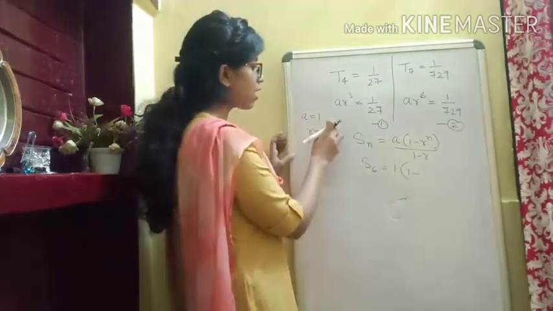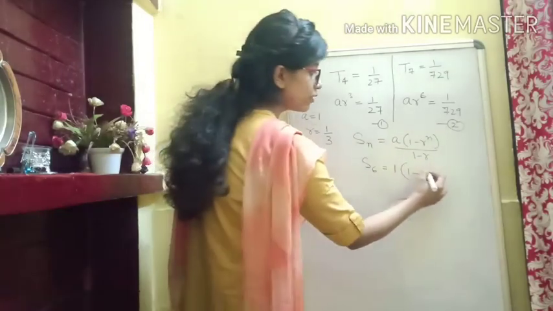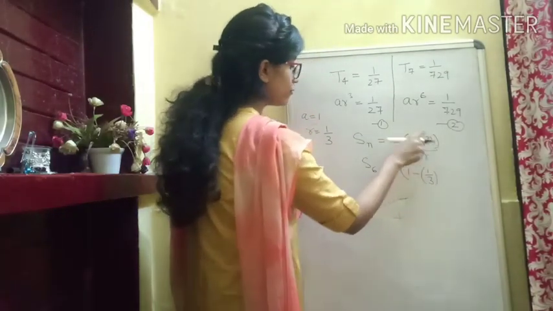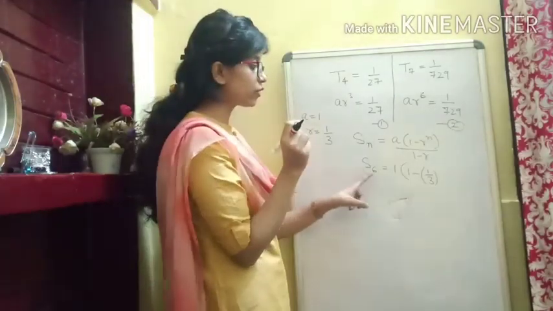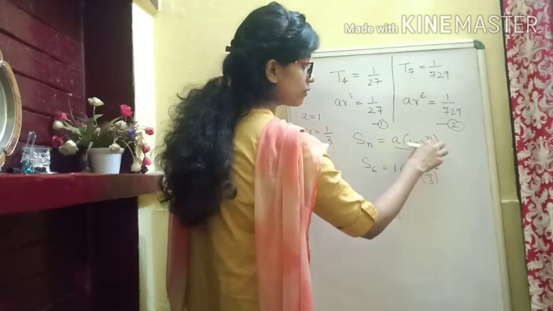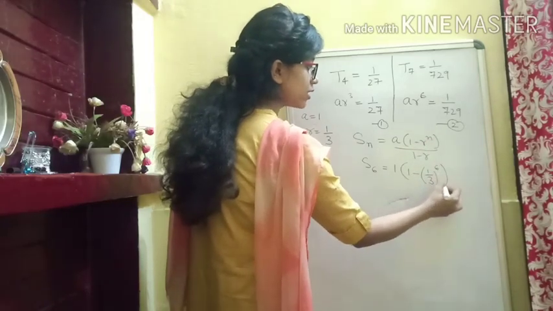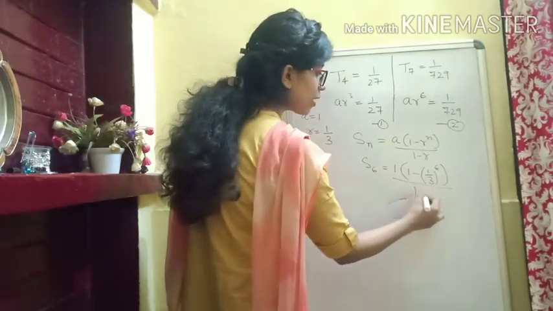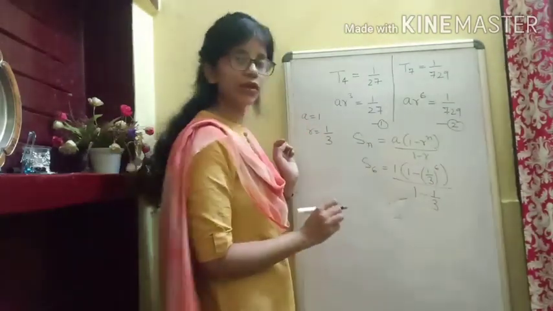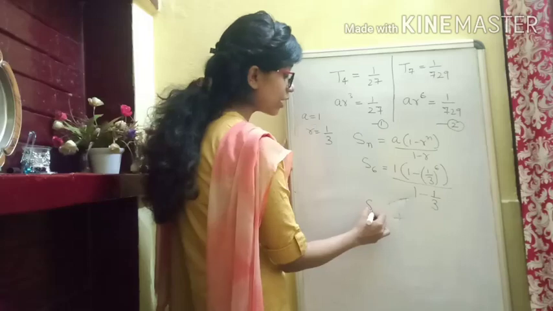1 minus r. R is 1 upon 3. So we will write 1 upon 3 whole power n. What is our n? 6, because we have to calculate 6 terms. First 6 terms we have to take. So r to the power n, that is 1 upon 3 to the power 6 upon 1 minus r again. So it will be 1 upon 3, isn't it? Okay. Now it is S6.